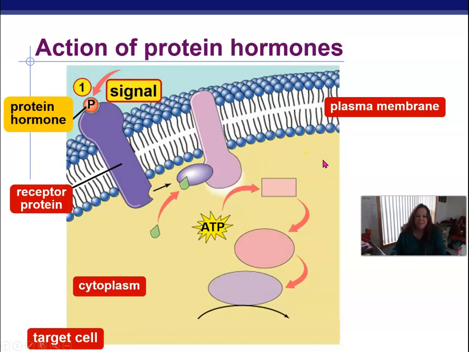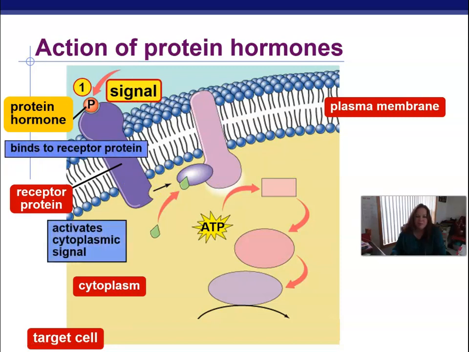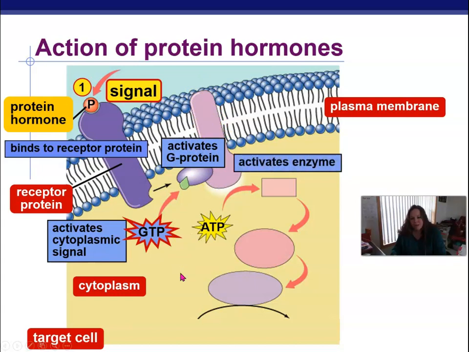Step one, that's the signal, receiving it, binding to the receptor protein. That activates the cytoplasmic signal, that is activating what's called a G protein. And after the G protein is activated, GTP, that is a relative of ATP. So instead of adenosine triphosphate, it's guanine triphosphate. And it binds to this little protein that was on here, gets it all primed, energized, so that it can move over to this thing over here. It's an enzyme, and we'll get to what enzyme that is in our next slide.